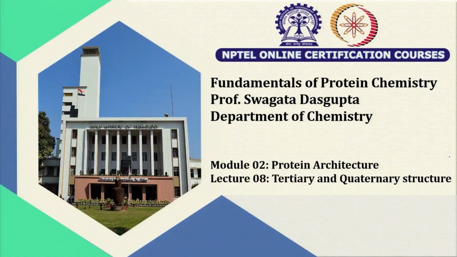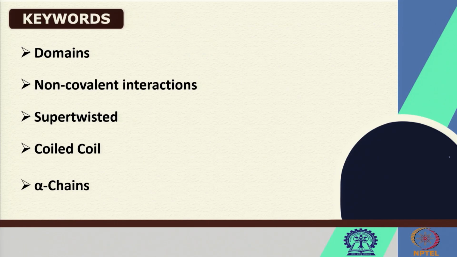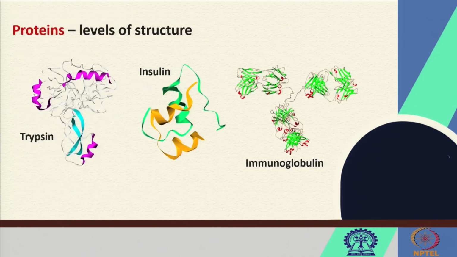In our next lecture of module 2 on protein architecture, we are going to talk about the tertiary and the quaternary structure of proteins. The concepts that will be covered here are the tertiary structure of proteins, the types of interactions in the tertiary structure, which we will look at gradually, and what we mean by fibrous and globular proteins. So, in this particular lecture, we will look at the levels of structure.